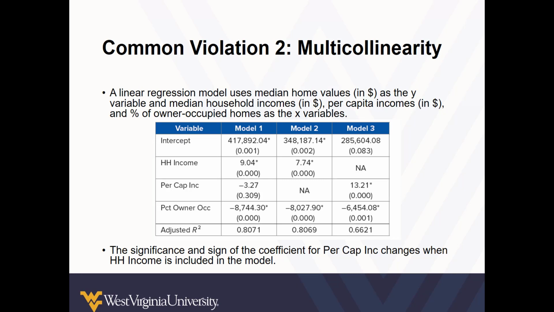So we can do a few things in this scenario. We can throw out one of the variables, we can collect more data, or even do nothing. I mean, it is your model, after all. But we see that the significance and sign of the coefficient for per capita income changes when household income is included in the model, and that definitely suggests that multicollinearity could be a concern in this scenario.